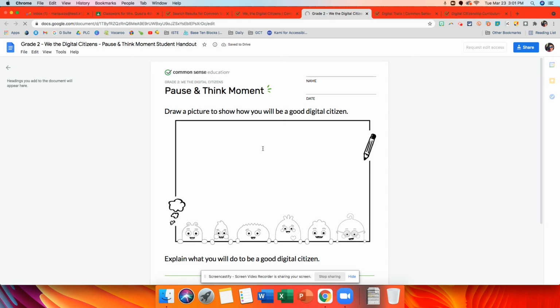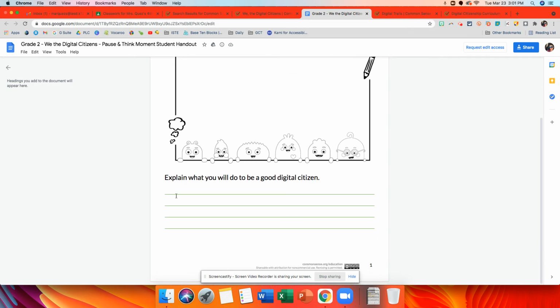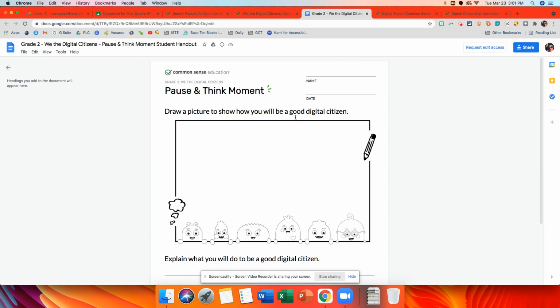What I've done with my kids is I took this and turned it into a slide deck, because mine are DLA, and they use the drawing tools in Slides to draw what a good digital citizen was to them. Then they were able to tell me, some verbally and some by typing on here, what it meant to them to be a good digital citizen after they had gone through the entire lesson.